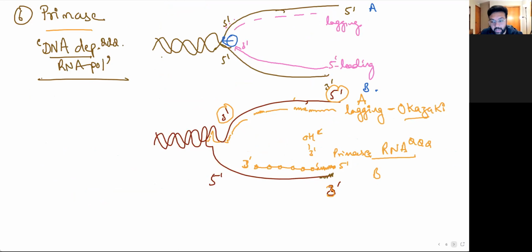You start adding primers. We have leading and lagging strand. We have fragments of lagging strand which are called Okazaki fragments. Primase is an RNA in the DNA. Primase is also called DNA dependent RNA polymerase.